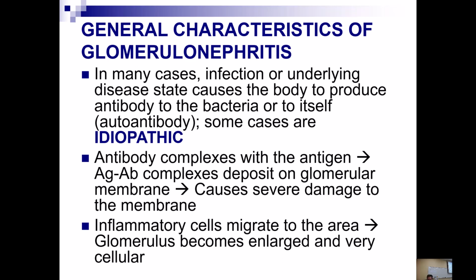Most of the time, if you think back to your immunology courses, we talked about glomerulonephritis being post-streptococcal. So you get a strep infection, the antigen-antibody create complexes. The complexes then deposit on the glomerular membrane and start causing that damage. Like I said, you get the holes in your colander. When that starts happening, anytime you get any sort of damage in the body, you start getting an inflammatory response. So those inflammatory cells are going to start migrating to the area, and the glomerulus becomes really large and very cellular.